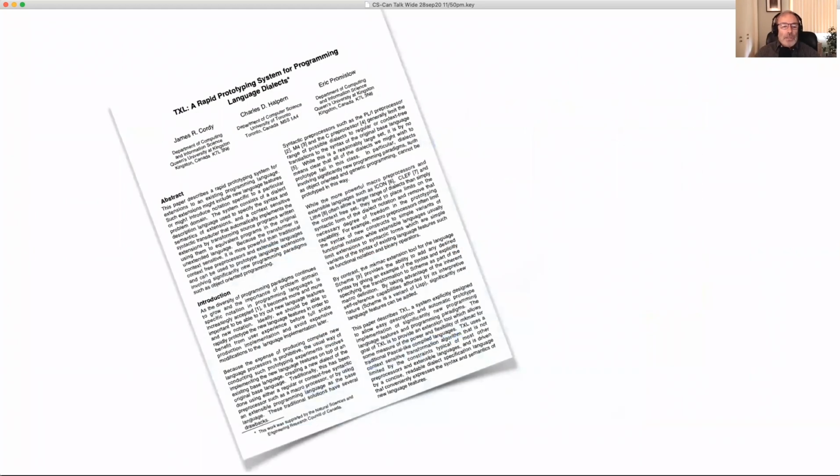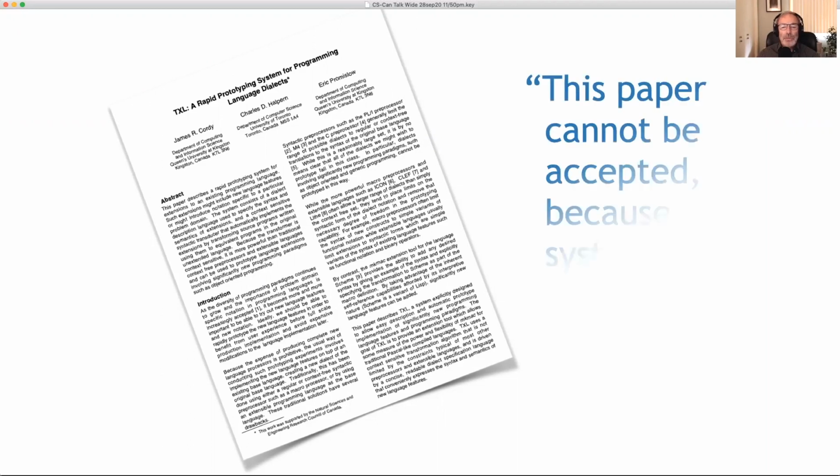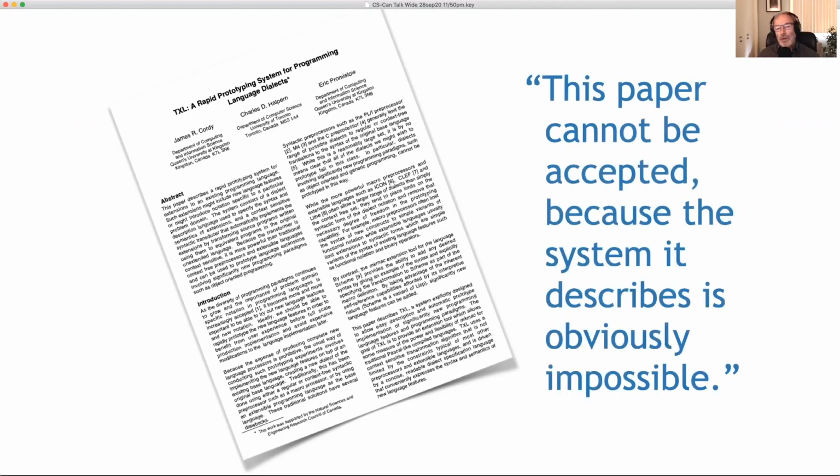So we put together this thing called TXL, and we decided it was a great idea and people would like it. And we thought, oh boy, we're going to publish this work. So we submitted this paper about TXL to one of the biggest and most important conferences in software engineering. And we received the following response. Among the other negative reviews, the following one appeared. This paper cannot be accepted because the system it describes is obviously impossible.